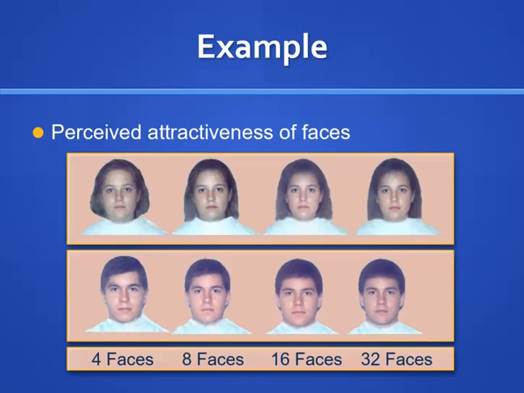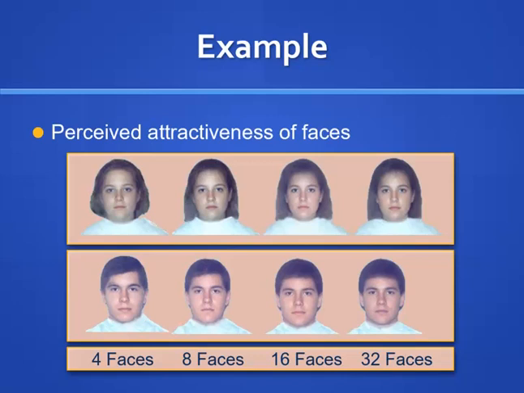And these pictures had been created by averaging together actual photos of completely different people to create a composite, right? So some of the composites were created from 4 sets of real faces like this. So this is the average of 4 different male faces. This is the average of 4 different female faces. 8 faces, 16 faces, and then finally 32 faces, right? So these are the average of 32 different female and male faces, respectively.